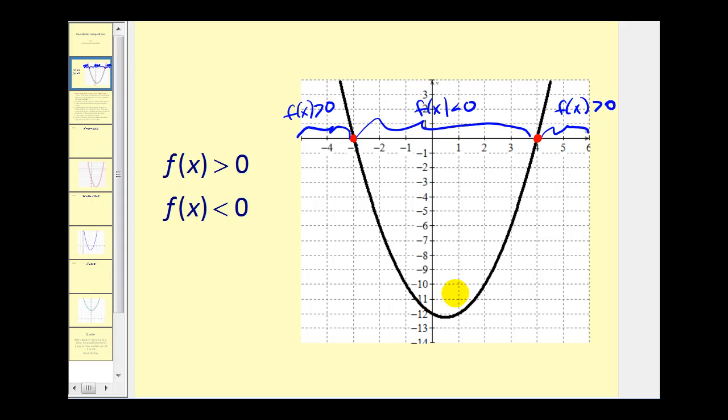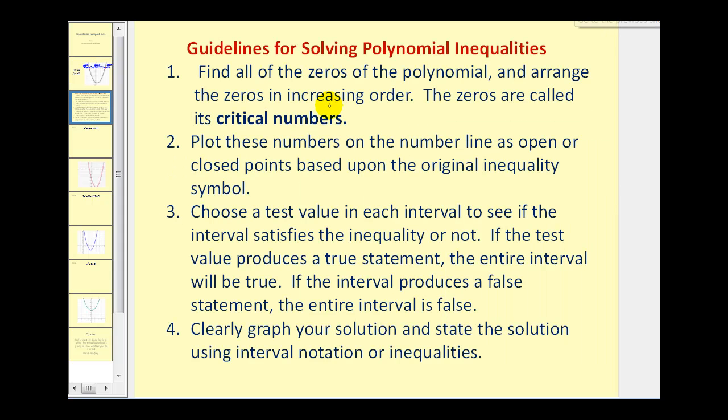So in order to solve quadratic inequalities, what we're going to do is find the zeros of the quadratic function and then test each interval to determine whether it satisfies the original inequality. Let's go ahead and take a look at our steps. So step 1, we're going to find all of the zeros of the polynomial, or in this case the quadratics, and then arrange the zeros in increasing order.